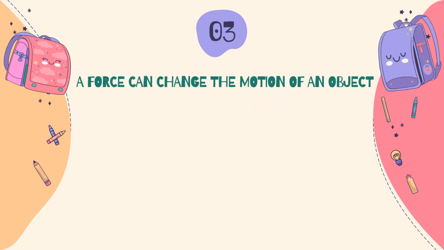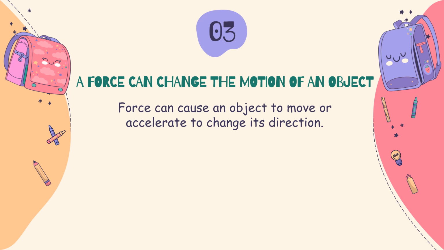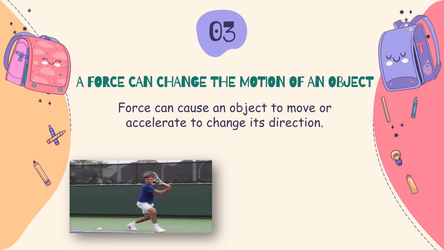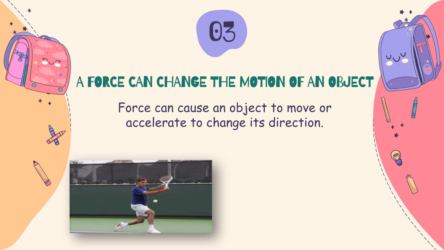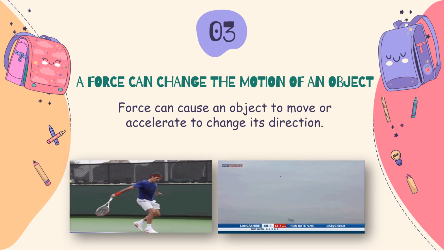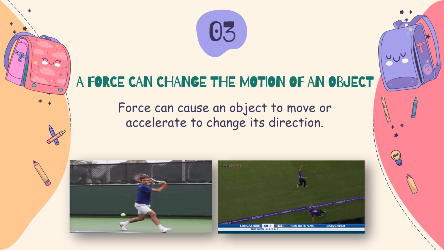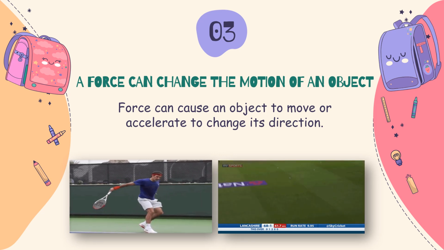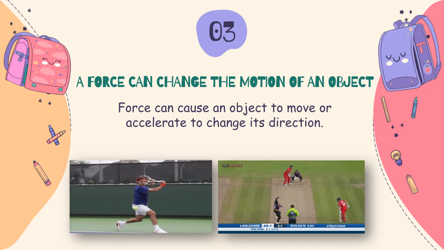Third one. A force can change the motion of an object. Force can cause an object to move or accelerate or to change its direction. For example, when a person hits a tennis ball, it changes the direction of the tennis ball. The batsman hits the ball and it travels in a different path. This is because the batsman applies force on the ball and changes the direction of the ball.